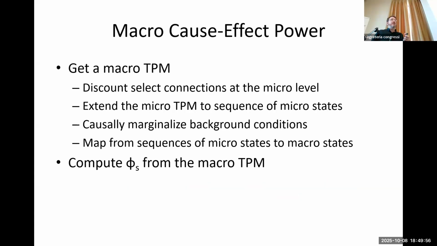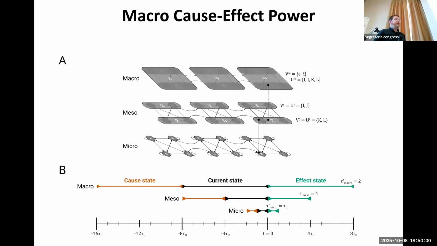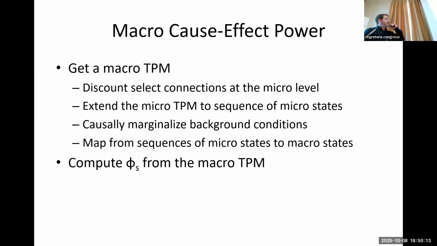All right, so how do we do this? For the relative length of the macro, it's what you can expect. This is just a schematic. So how do we go and measure cause effect power?